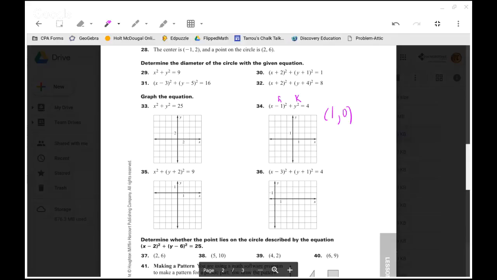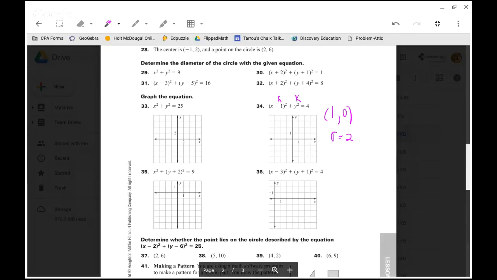And then what's your radius? Well, 4 is your radius squared, because remember the equation is r squared. So what's just r? Yeah, 4 is already squared, so in order to find out, r would be 2.